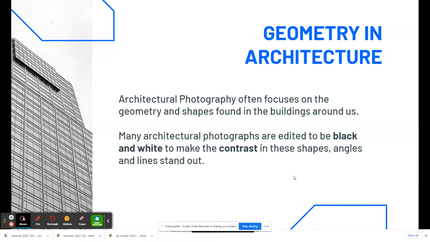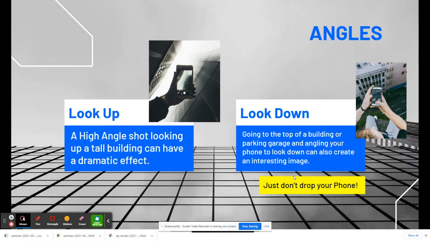So we're focusing on geometry and shapes, again, changing to black and white, making the contrast stand out, and looking for these angles and lines. Because again, we do see a lot of leading lines. So think about that viewpoint that we talked about before, having high angles or low angles, okay? So high angles, you can just angle your phone up to look up a building. It creates a really interesting shot.